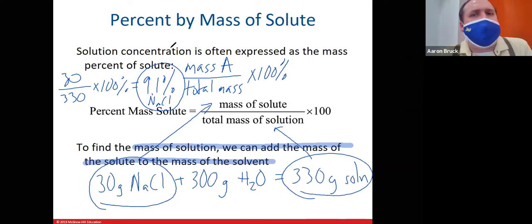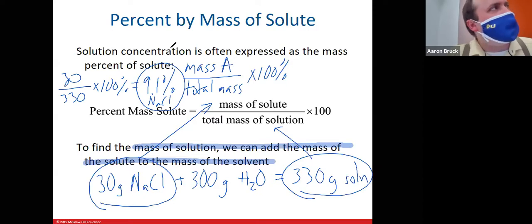So these kinds of calculations are generally speaking pretty simple. We can measure the masses directly using a balance. And then it's a matter of adding and subtracting to get the correct values and putting them in the equation in the correct way.